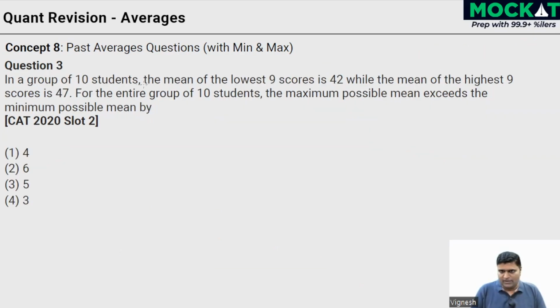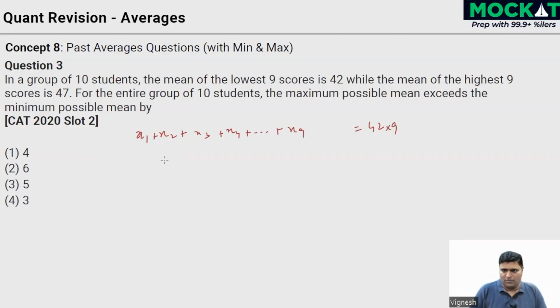That's it. In a group of 10 students, the mean of the lowest 9 scores is 42. Okay. The mean of the highest 9 scores is 47. For the entire group of 10 students, the maximum possible mean exceeds the minimum possible mean by what? Okay. Mean of the lowest 9 scores. Let x1 be the lowest scorer, x1 plus x2 and so on till it's going to end with x9, right? x9. And what is the sum of all of these scores going to be? It's going to be 42 into 9, average into the number.